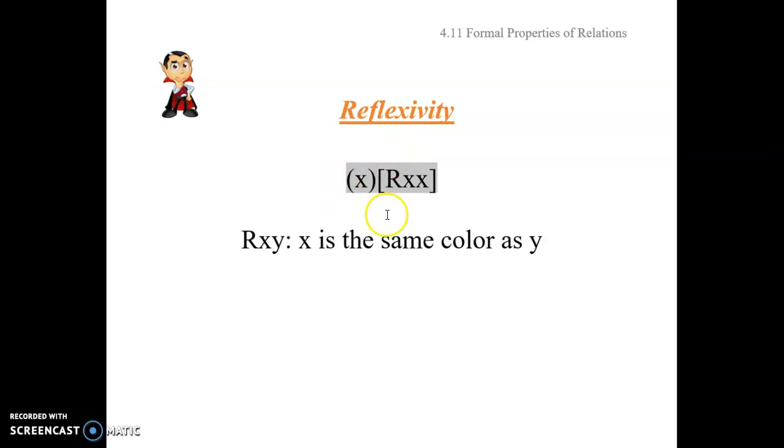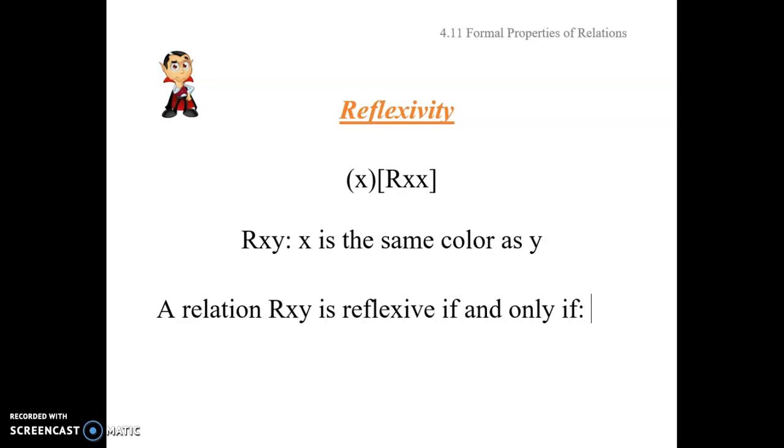So think of this description here as the formal definition of a relation being reflexive. We would say, for example, a relation R is reflexive if and only if, this. That would be our formal definition of the relation. It has to be this way. So as we can see here, the particular relation is the same color as is in fact a reflexive relation.